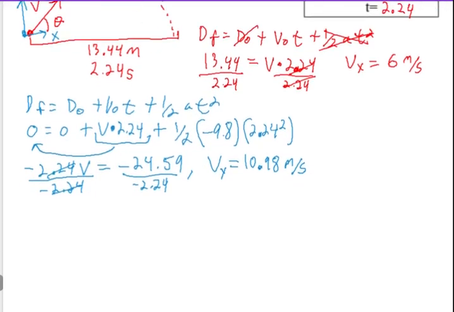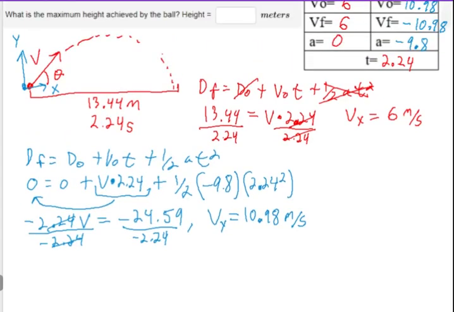So if we look at what we have here, we have x and y there, and we have v. It kind of looks like a triangle, but we're going to redraw it so we have our triangle. We have velocity in the x, which was 6. Then we have velocity in the y, which is 10.98. And then we have our total initial velocity here, vt, and our angle.